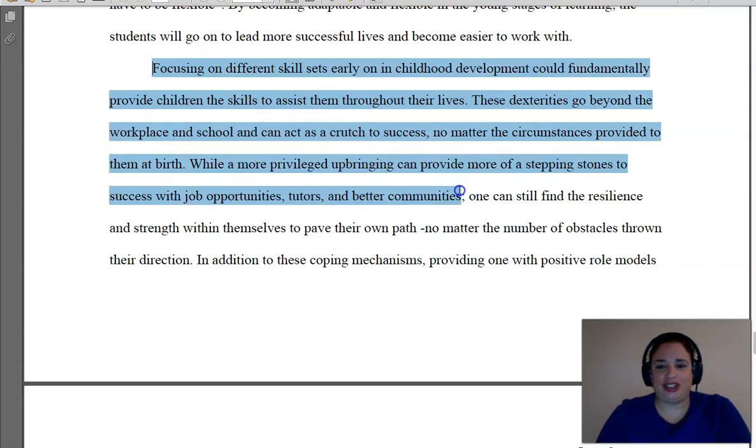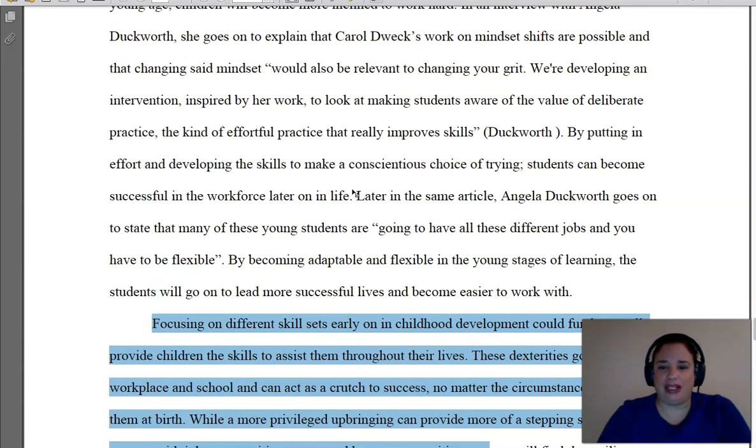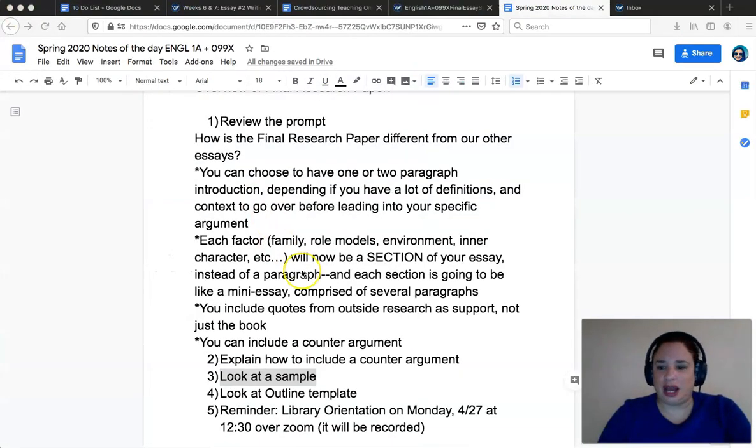Then she connects back to her original thesis, that you don't have to be privileged in order to be successful, that these factors of environment, role models, and mindset are what really can put us on the right track. So she has woven outside research to prove that argument, and then also had a section about the book to prove that argument. So it's really up to you. I'm going to escape out of this. It's really up to you to structure the sections the way that fits your argument best.